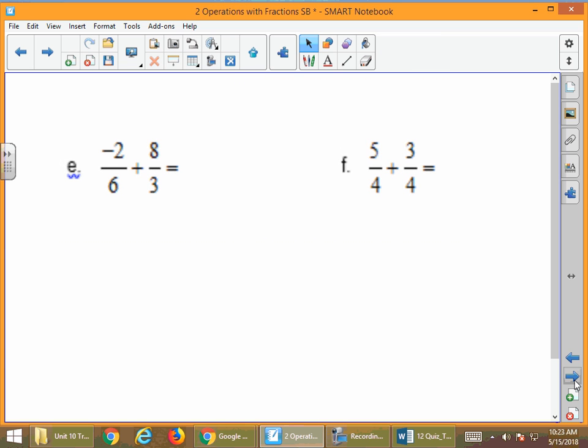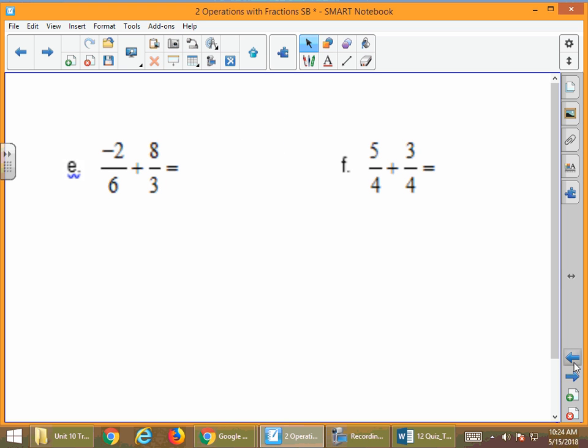Letter E. Negative 2/6 plus 8/3. Gonna find a common denominator once again here.